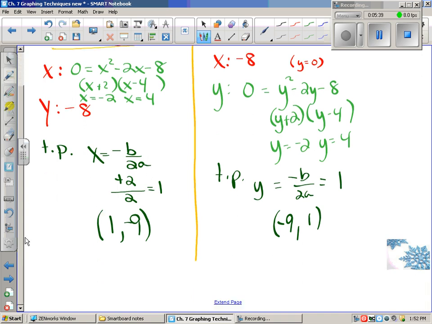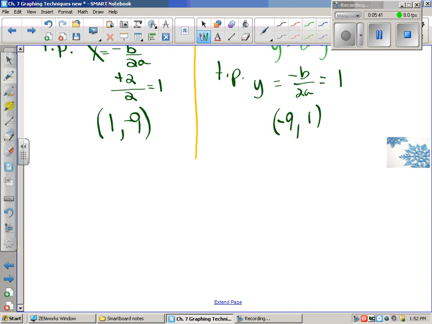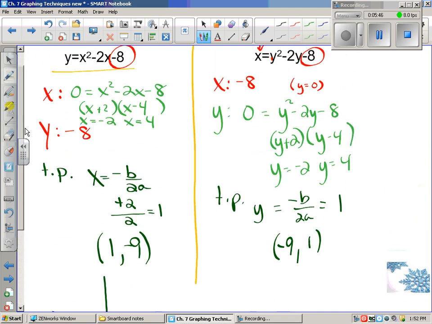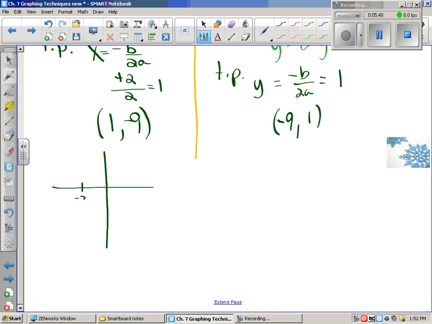As you graph them, the difference, sorry, I need to look up here. So I have -2, I have +4, it needs to cross at -8.